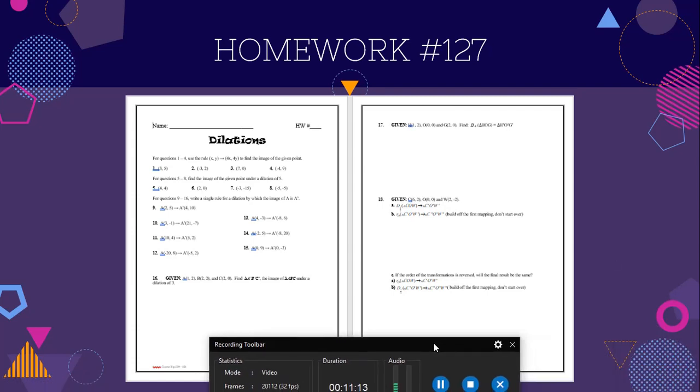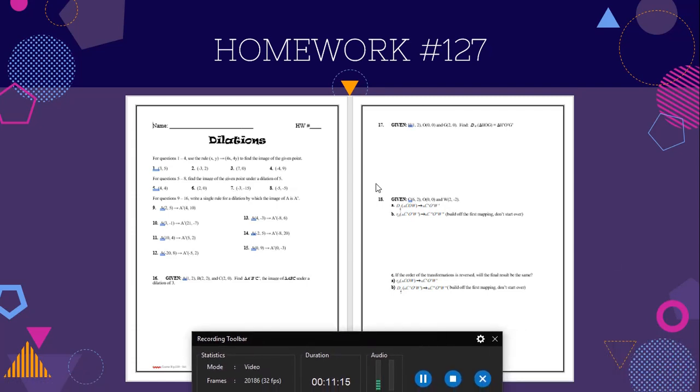This is homework number 127. It's a two-sided paper. Make sure for 16 through 18, you do complete mappings where you state the original points, and then you draw the dilation rule and put down your image points. When you get to number 18, both of these parts require you to build on to COW prime to get COW double prime. So make sure you don't start over, you just build off of what you already have.